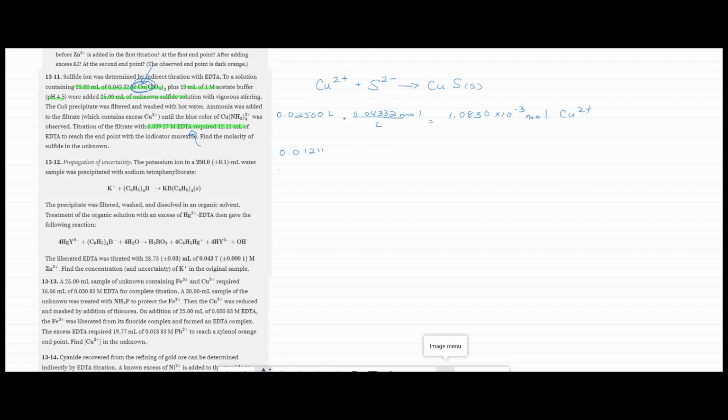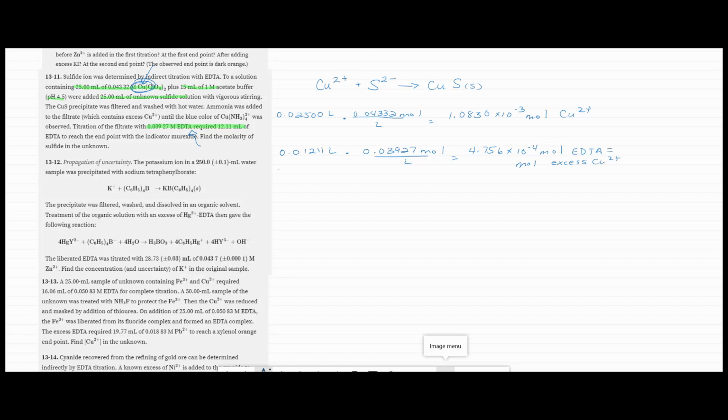0.01211 liters times 0.03927 moles per liter. So this gives us 4.756 times 10 to the negative 4 moles, or 0.4756 millimoles. And that is the moles of EDTA, which is also going to represent the moles of excess Cu2+.